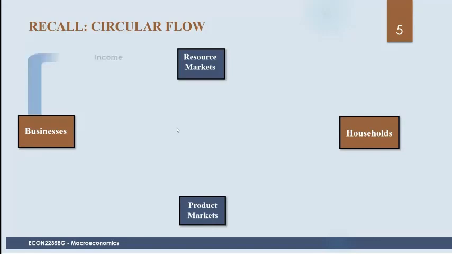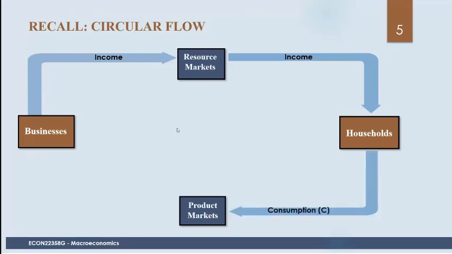And so in the resource market, there's a flow of income from businesses to households, right? So there's money coming from businesses to households. And then income also flows from households to businesses in the form of consumption spending. Again, businesses will provide income to households because the households are providing the factors of production: land, labor, capital, etc. And so that's the resource market.